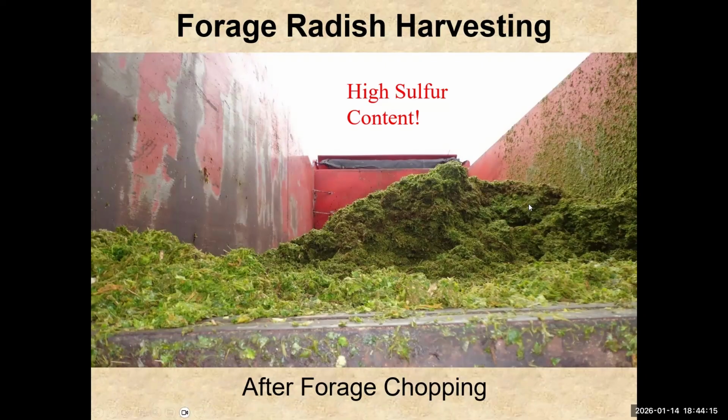And here, this is a picture. This shows you a closer look at how the radish looked after harvesting. And it should be noted that radish has a high sulfur content, and this should be taken into account because sulfur can have an inhibitory effect on methane production.